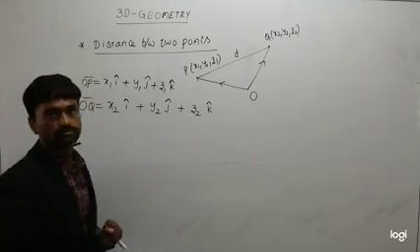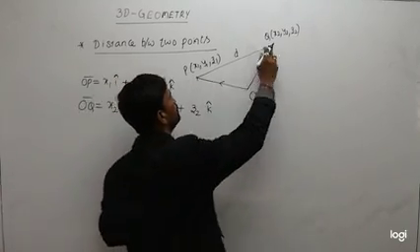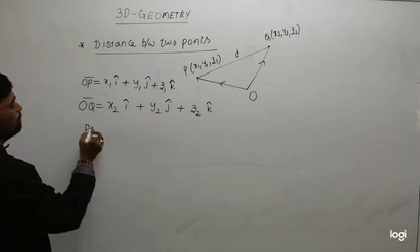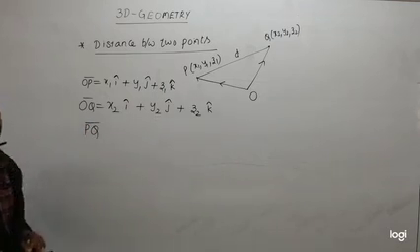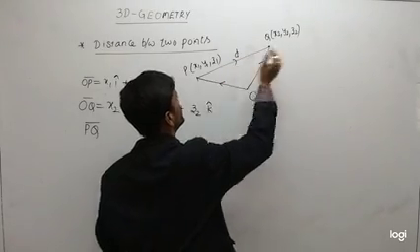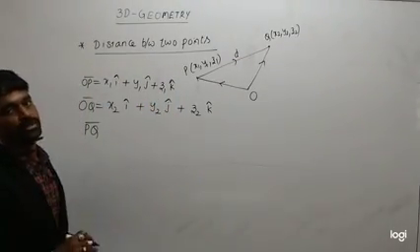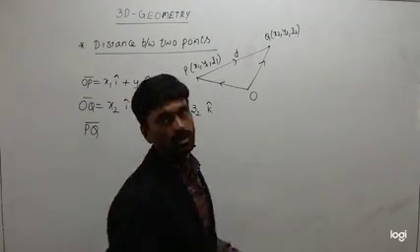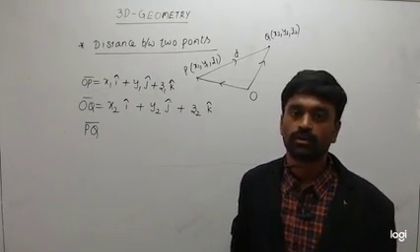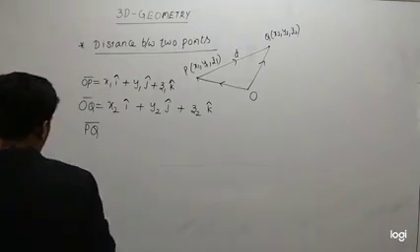But we have to find what? The PQ length. That PQ length is nothing but the magnitude of the vector PQ bar. Am I correct? The magnitude of the vector PQ bar is nothing but the length of PQ. Or you can take QP bar also. The length of PQ bar and the length of QP bar are both equal. So I'm finding PQ bar.